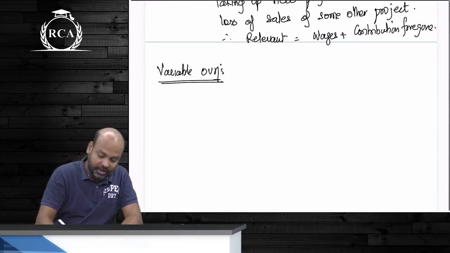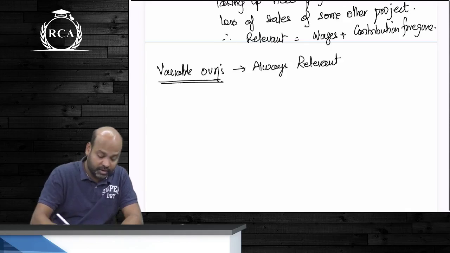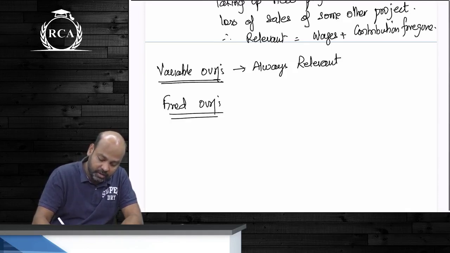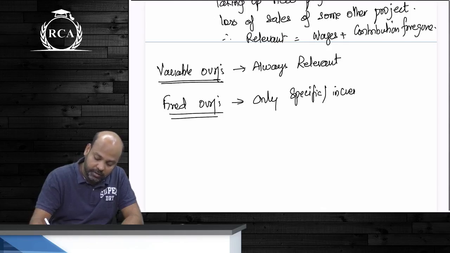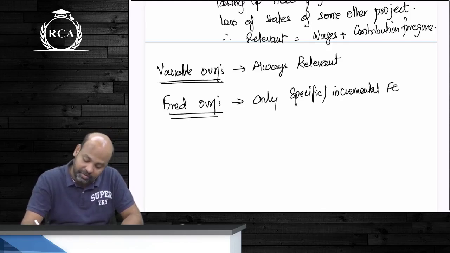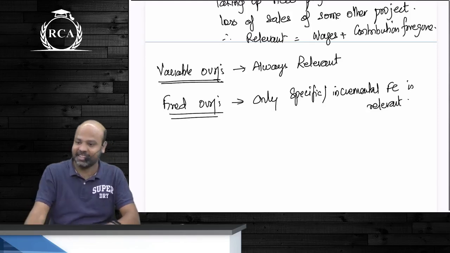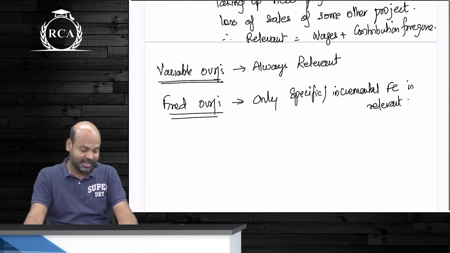Variable overheads, always relevant. Fixed overheads, unless otherwise given, so only specific or incremental fixed cost is relevant. Specific or incremental fixed cost is relevant.